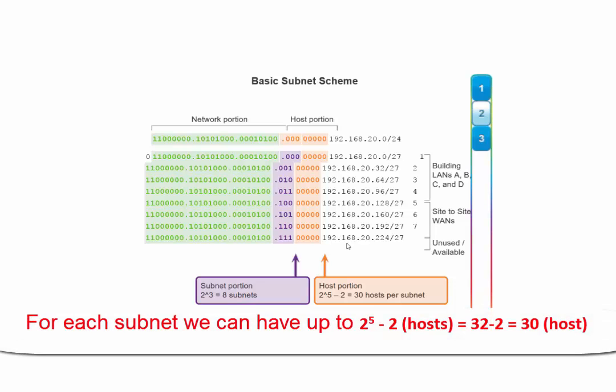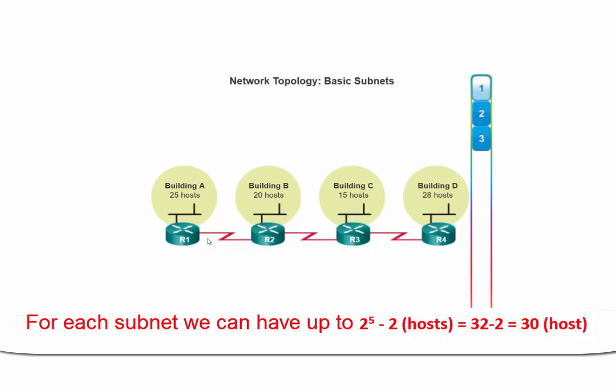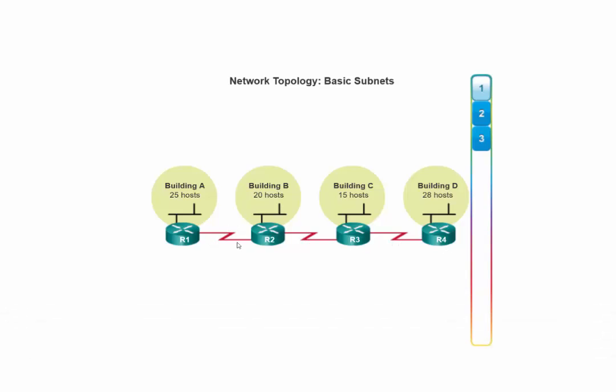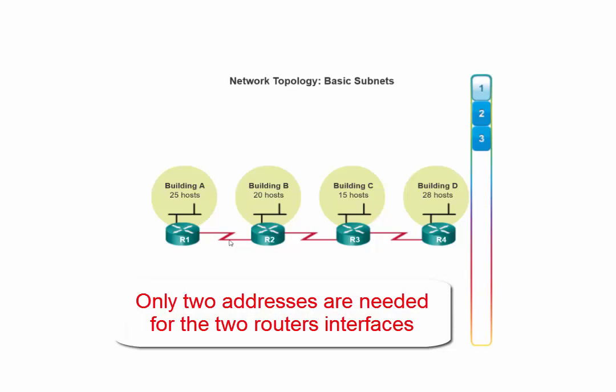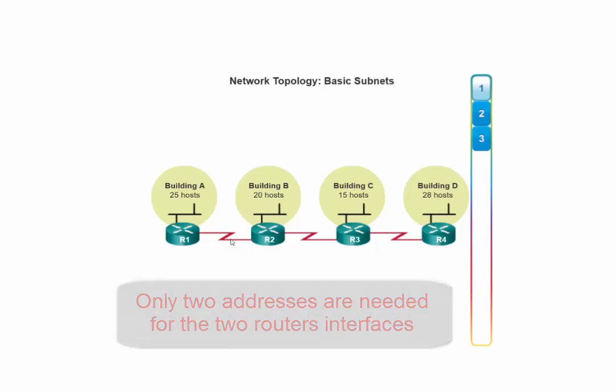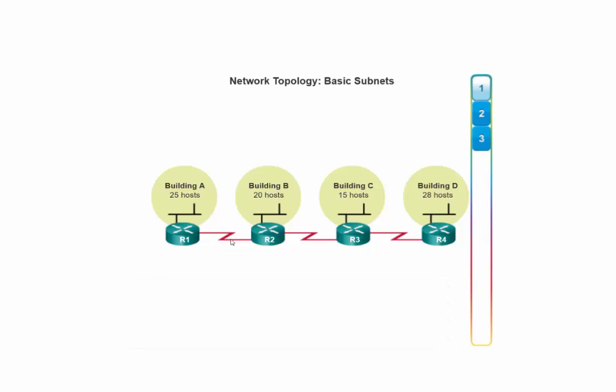The problem with that is that we have 3 networks here. If we notice, we have the WAN networks. Each of these networks only needs 2 addresses for the interfaces between these 2 routers. Although we have used 3 bits, which means that we have 5 bits for hosts, and that will give us 30 different host addresses for each network. So for this building it is fine, for all these buildings it is fine.